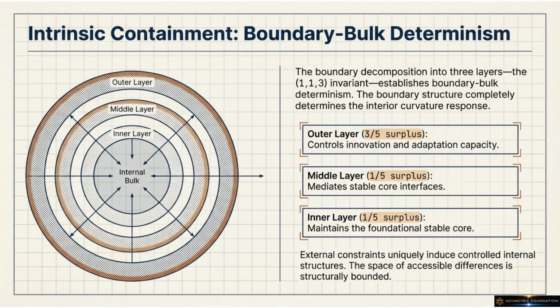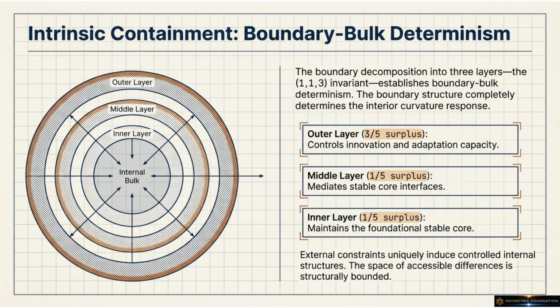Slide 5 develops boundary bulk determinism, establishing how external constraints uniquely induce controlled internal structures. The centerpiece is a concentric circular diagram showing 3 layers surrounding an internal bulk region, with arrows indicating influence radiating from the center. The boundary decomposition follows the 1-1-3 invariant, completely determining the interior curvature response.